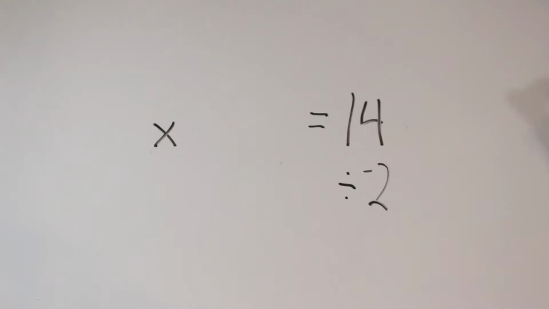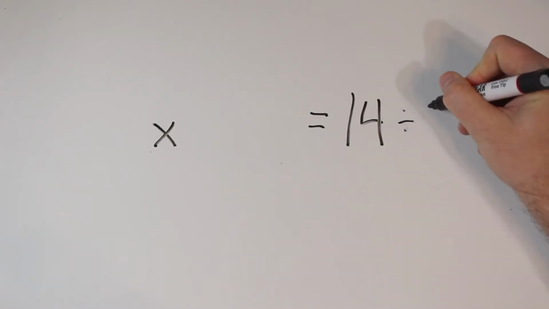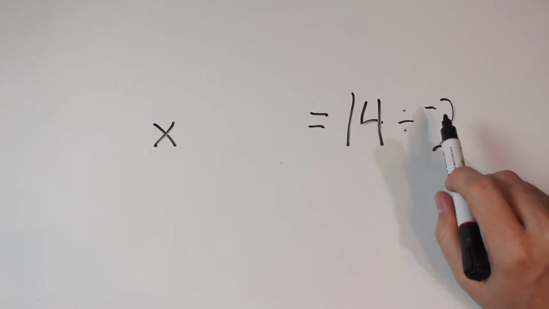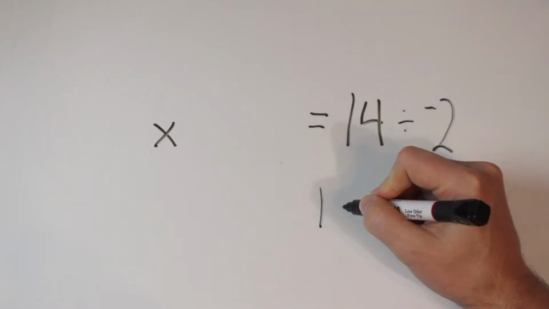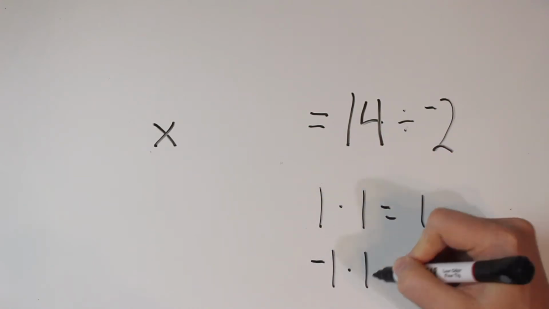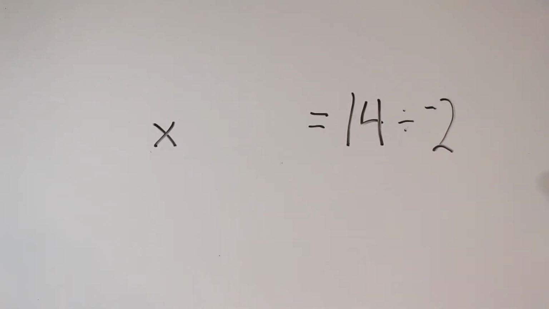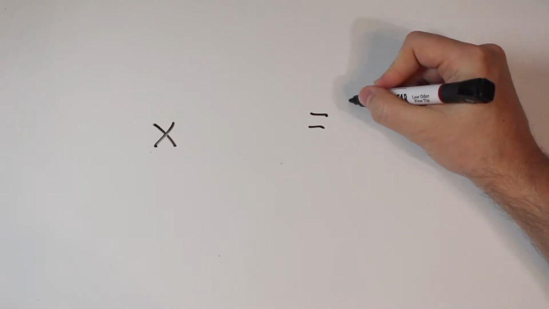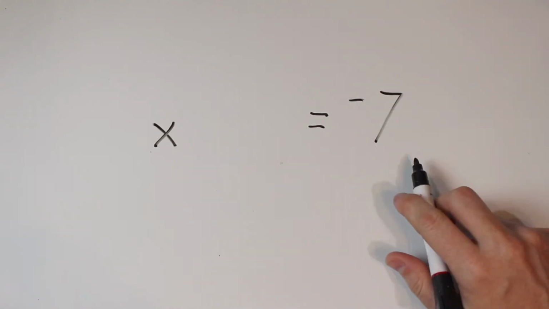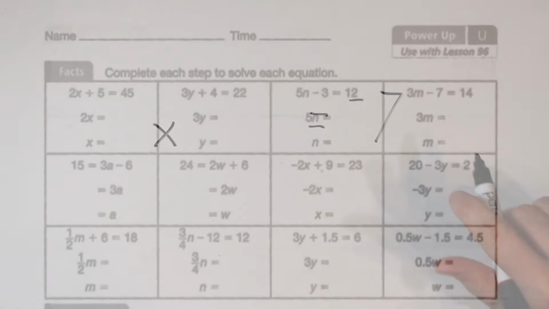Remember the rule for multiplying and dividing negatives. If the two numbers have the same sign, the result is positive. If the two numbers have different signs, the result is negative. 14 and negative 2 have opposite signs, therefore the answer will be negative. 14 divided by negative 2 is negative 7. And there's our answer. x equals negative 7.